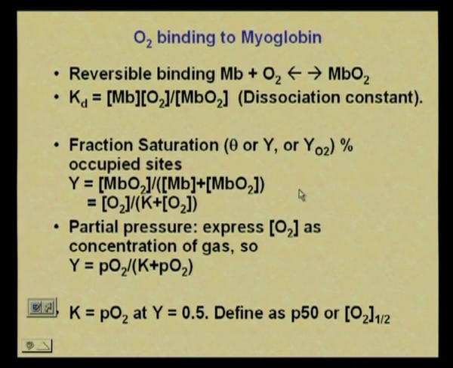So, what do we have? We have a specific dissociation constant that we have defined, and we have a fractional saturation that has been defined, and we know that this fractional saturation would be 50% when the K value is equal to the PO2.